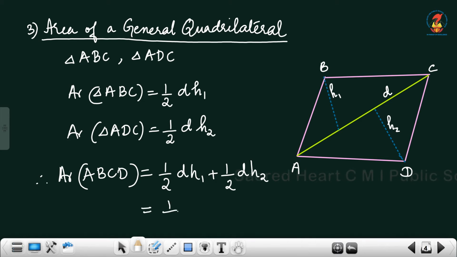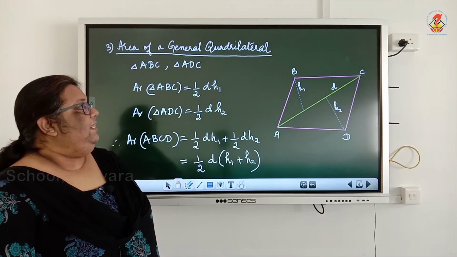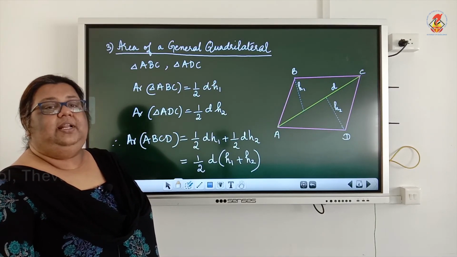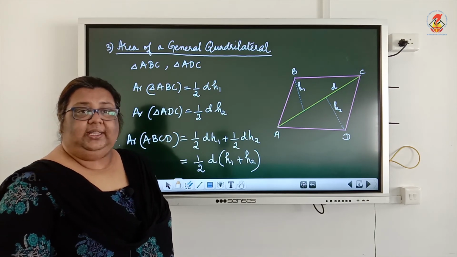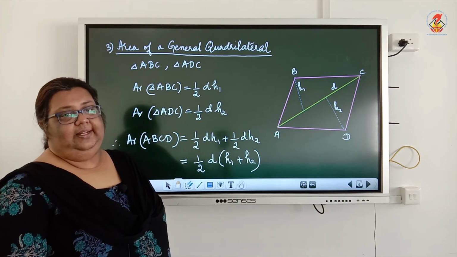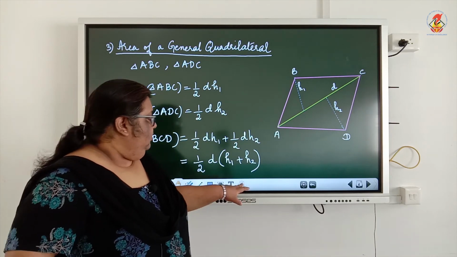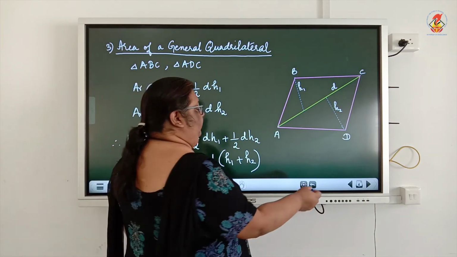What all things are common, children? Take it out. Half and D is common. So what is left inside now? H1 plus H2. So area of a general quadrilateral is half D into H1 plus H2, where D is the diagonal of the quadrilateral. H1 and H2 are the heights of the triangles. Okay, so let's do a problem.